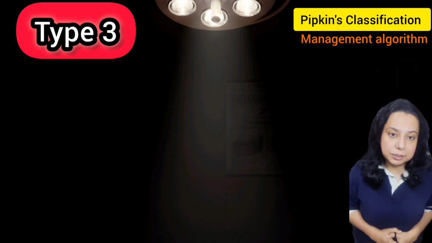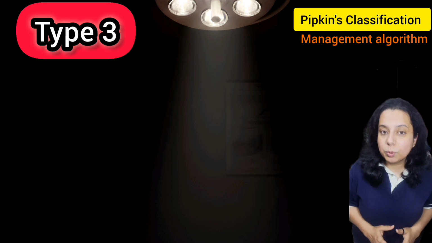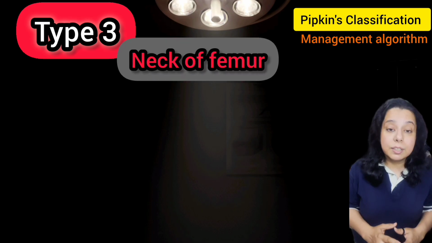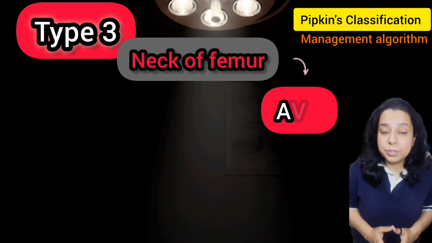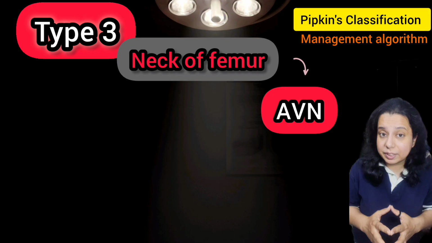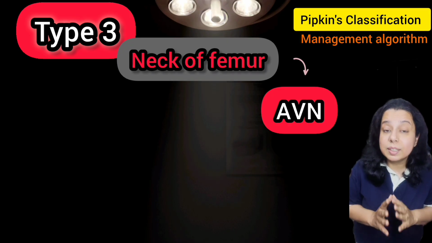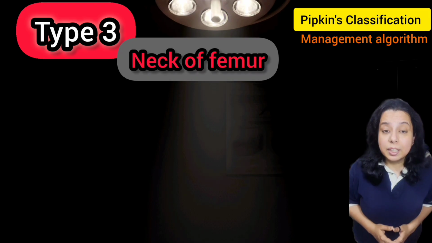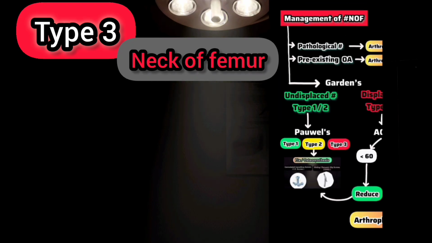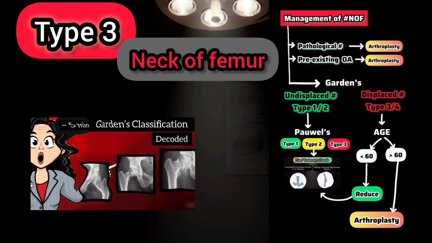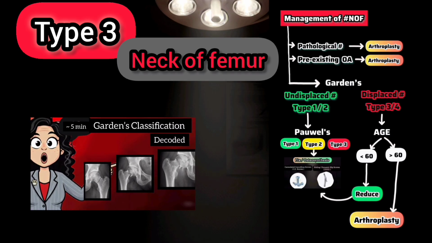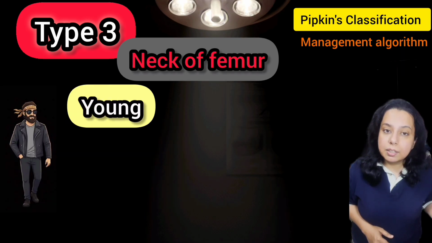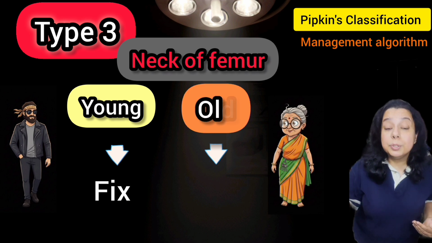In type 3 fractures, you know that the core problem here will be the neck of femur fracture. And the complication we are dreading here is AVN, because there is generally complete loss of blood supply. The management logic here is decided by the neck of femur fracture. And the same surgical algorithm which we applied in neck of femur fractures will be applied here. That is, in younger, you fix, in older, you replace.